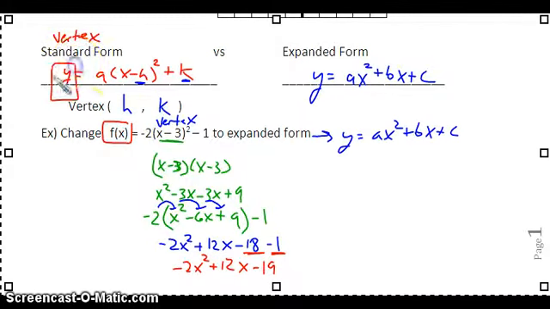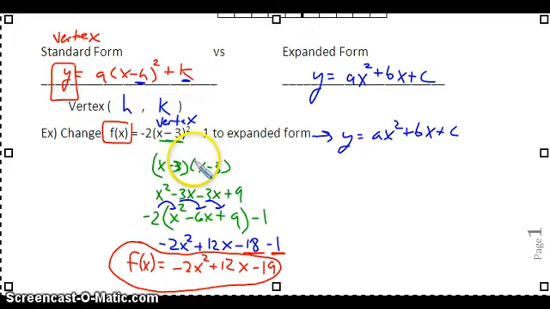Now you'll notice that this original problem started off as an f of x, and I wrote this as a y over here. You can interchange the f of x and the y, but if they do write an f of x here, you should probably label it back as an f of x instead of putting it as the y. So this would be the expanded form of this graph. If you were to take the time to graph either one of these equations, they should be exactly the same.